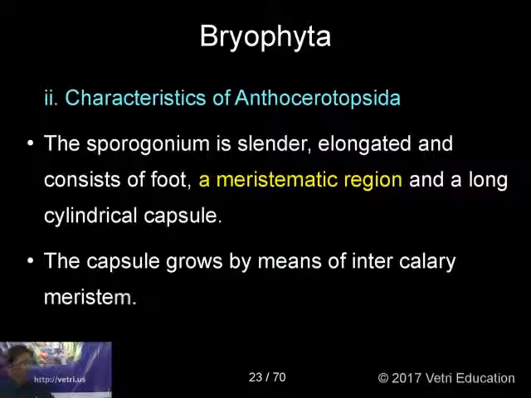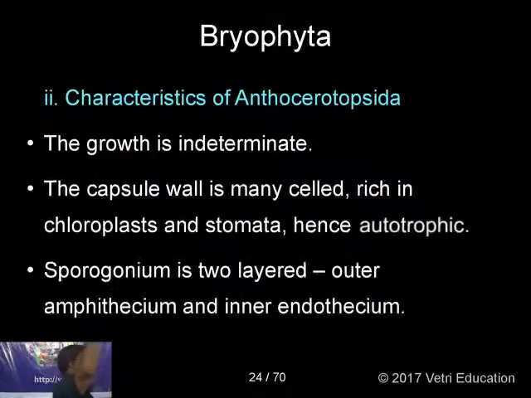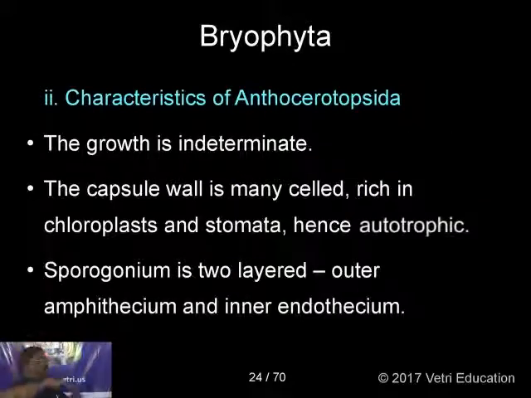This is very interesting. So far the word meristem has not been used, but here in the sporophyte of Anthocerotopsida the meristematic tissue is there. It gives continuous growth, whereas in the previous one the growth is limited, but here it has continuous growth because of the meristematic region. So the capsule grows by means of intercalary meristem. Since the meristem is found in between the cells, it is called intercalary meristem. The growth is indeterminate, indefinite.